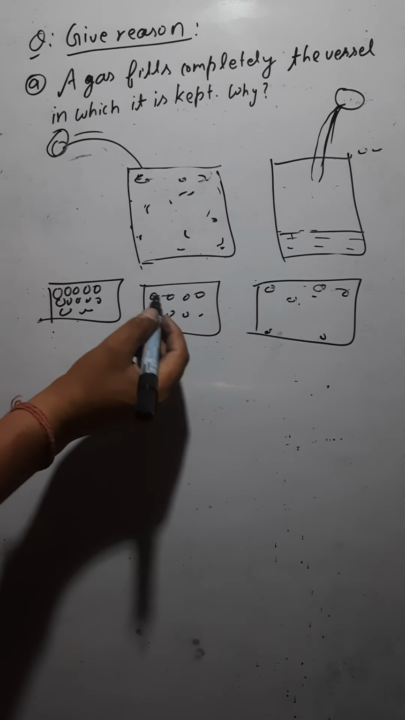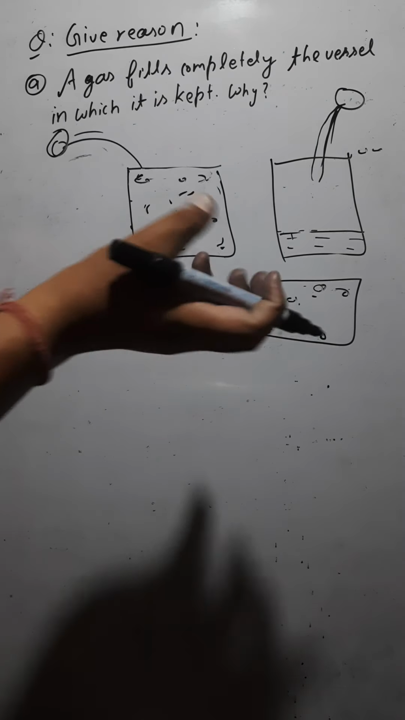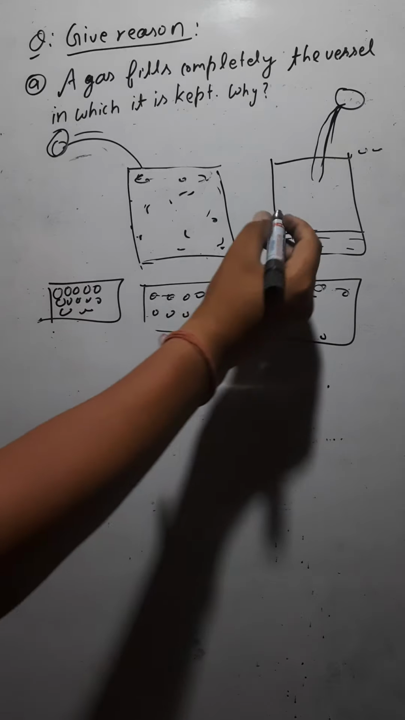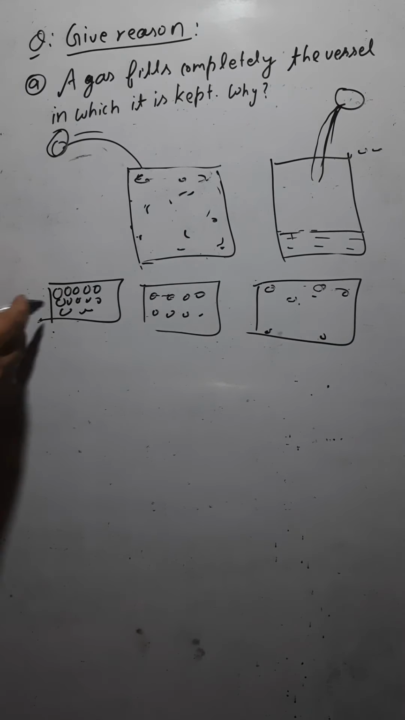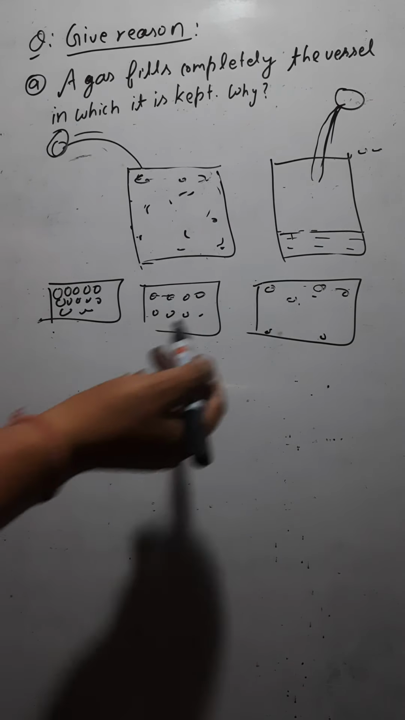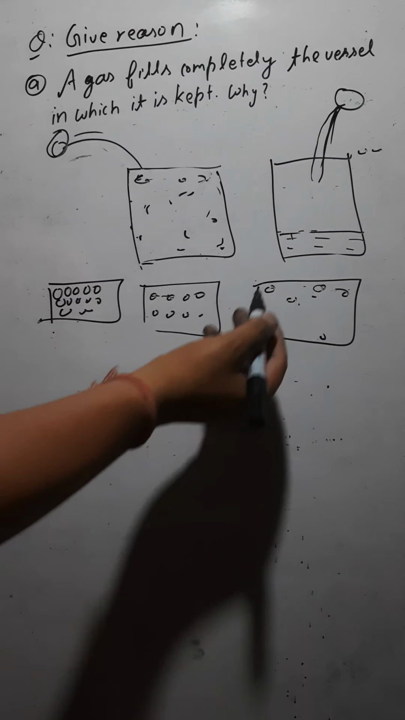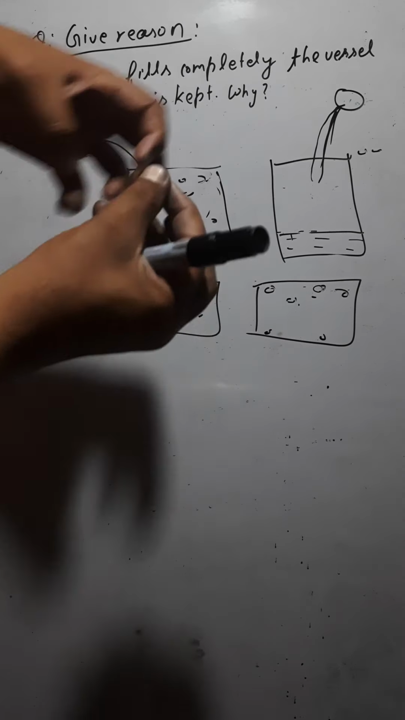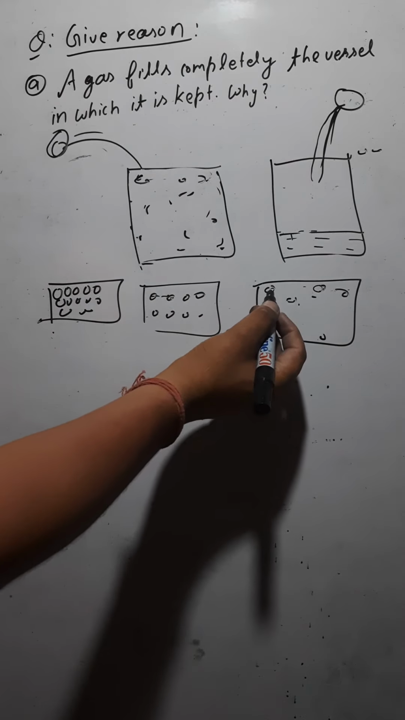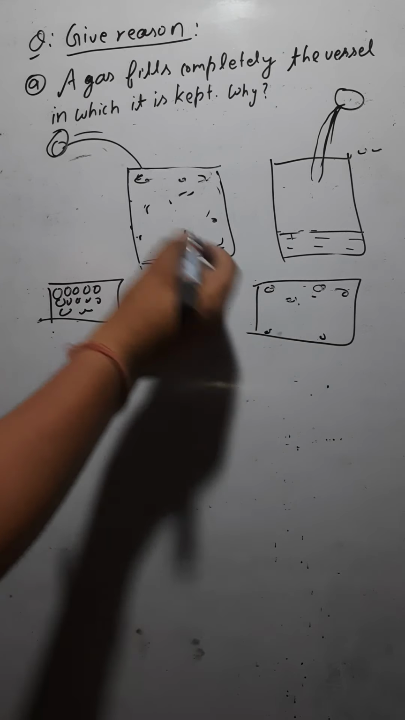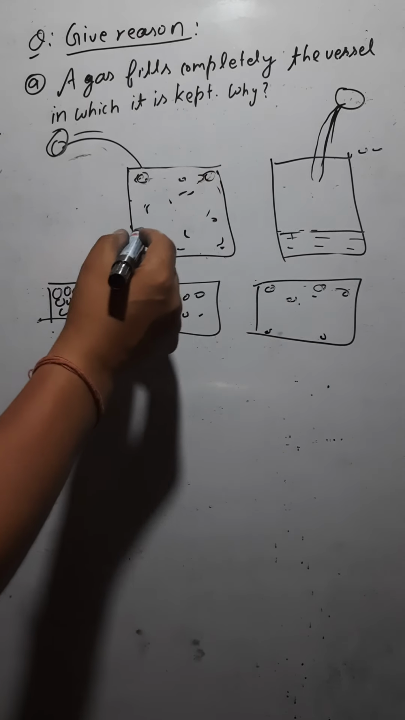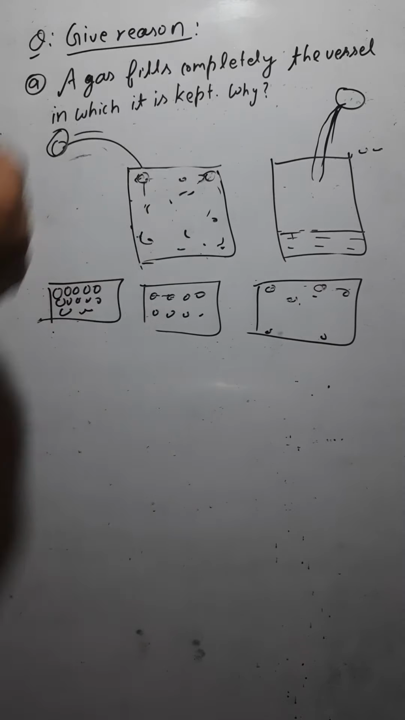Why? Because the particles are binding each other, attracting each other. That is why the liquid will stay in the same place. Similarly, in the case of solids also. But this is not the case for gas because the particles of gases have minimum force of attraction between them. So one particle would be here, one particle there, and that is why they are going to take the whole space.